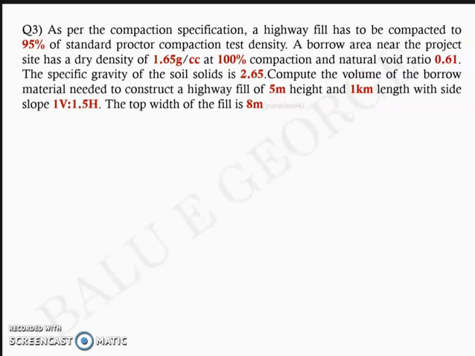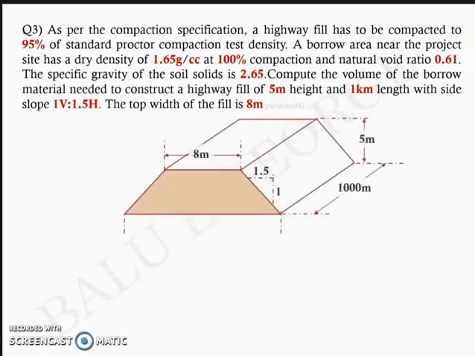Now, the story is quite simple. You are at the site, you are asked to construct an embankment with the following dimensions: 1 kilometer or 1000 meter in length, 5 meter in height, 8 meters the top width, and the slope is given as 1.5 horizontal to 1 vertical, right? It looks quite similar to this. You're asked to construct such an embankment using soil that you take from a borrow pit, which means you're trying to excavate the soil from somewhere else, and you transport the excavated soil and dump it onto this site, and you try to make an embankment like this, right?